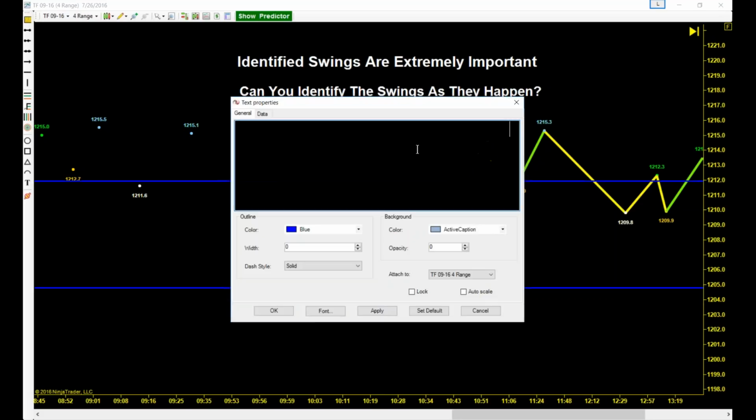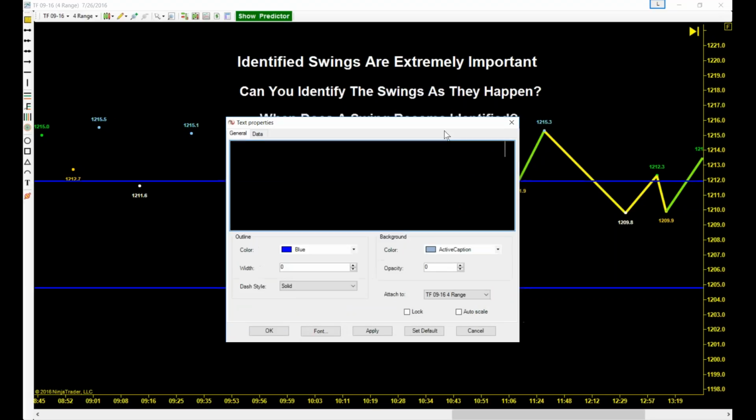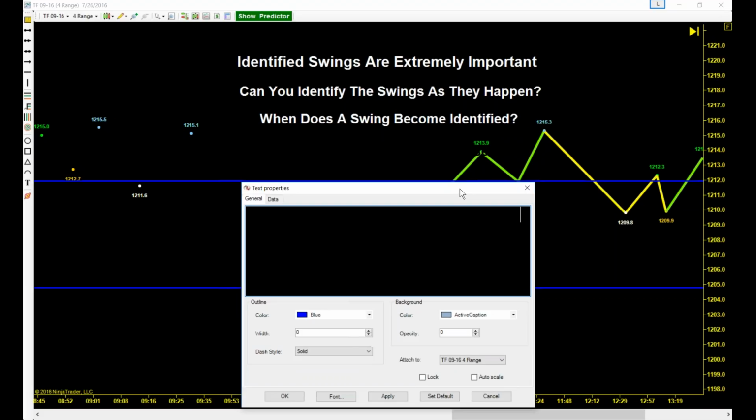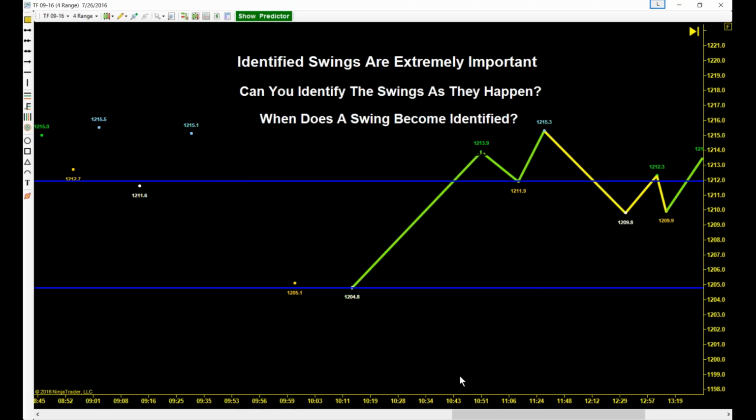Okay, let me see if I can show you something here, because I have some questions on here. Can you identify the swings as they happen? You said yes. And when does a swing become identified? Does it have to go below it to be identified? Well, it depends which direction you're going, Mindy. Let me just go over that again real quick.